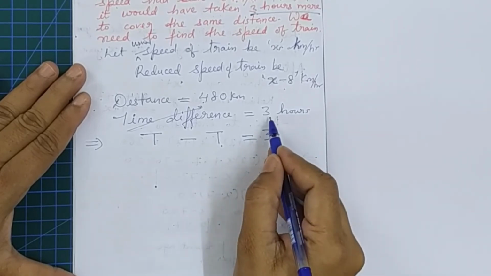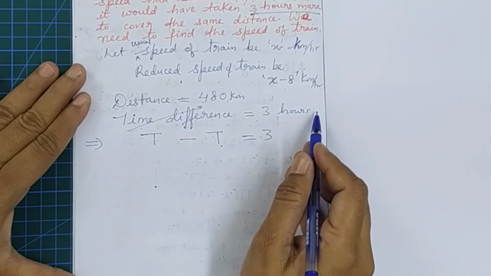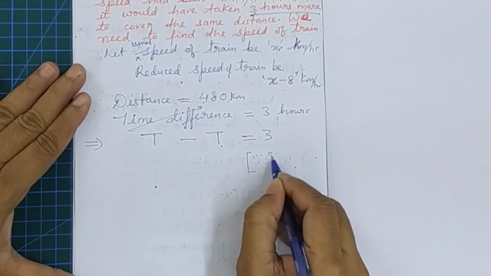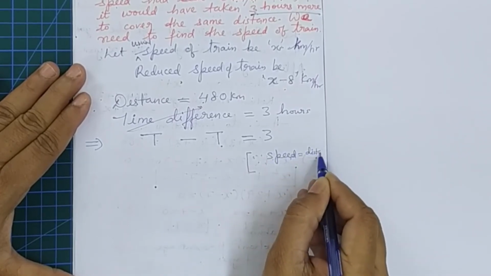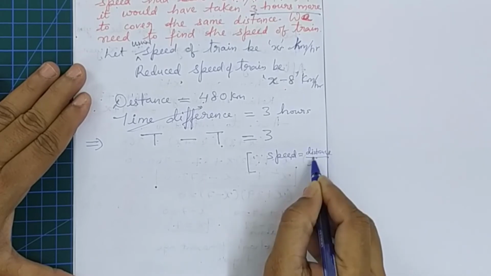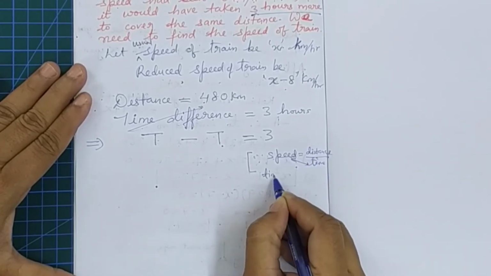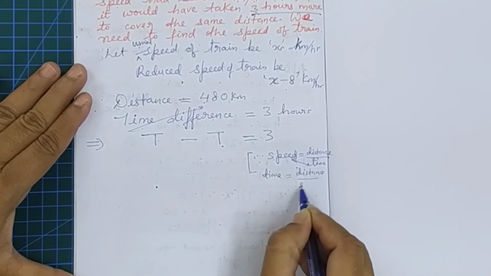We see that time always comes in hours. If in a question it is this many hours or that many minutes, we convert everything to hours. Then we have the expression: speed is equal to distance by time. In that case, time will be distance by speed.